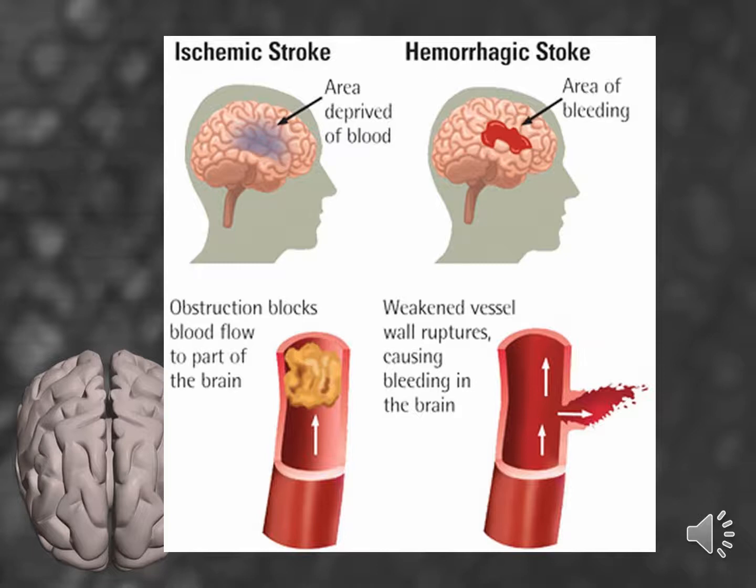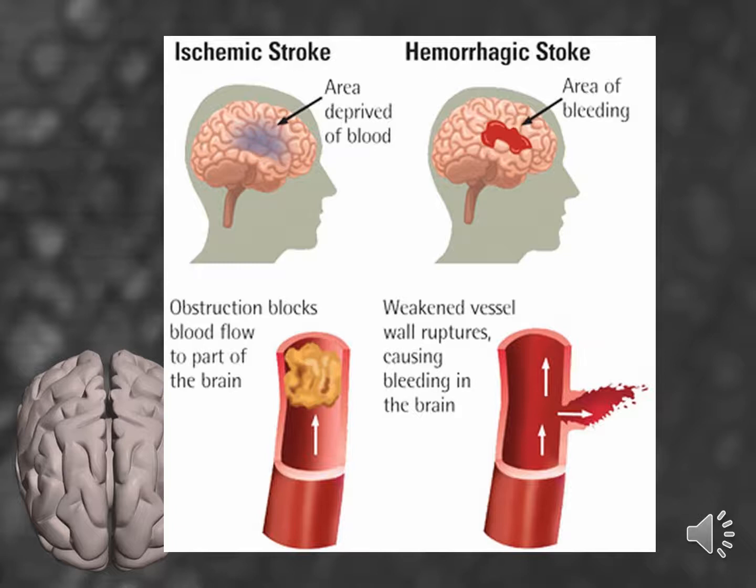There are two types of stroke that this chapter goes into detail about. The first type is ischemic and the second type is hemorrhagic. I really like this picture to help understand the difference between the two. So an ischemic stroke is caused by some type of obstruction that blocks blood flow to a certain area of the brain, leading to lack of perfusion in that area.